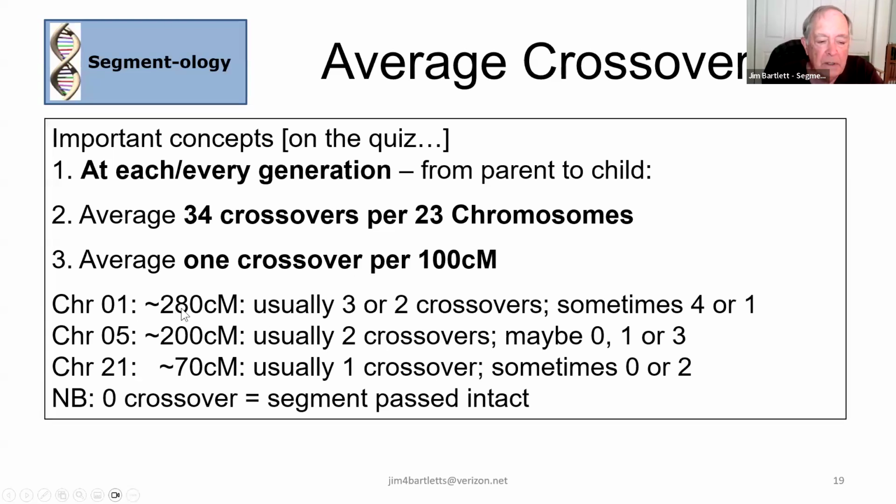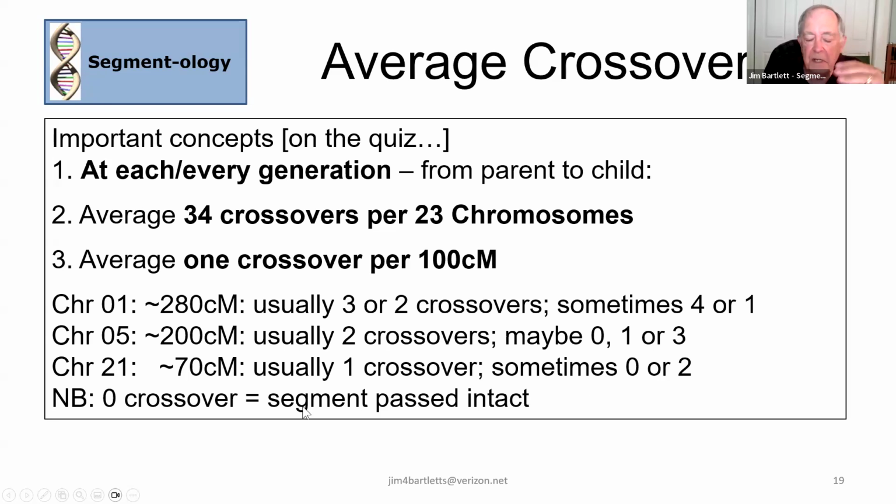So chromosome 1 is about 280 centimorgans long. It's almost 300 centimorgans. So usually you'd get 3 crossover points on there, sometimes 2, sometimes 4, maybe 1, but it's not 50 and it's not normally 0. Chromosome 5, the one we've been talking about, is about a 200 centimorgan chromosome. And so there's usually 2 crossovers, and that's why I use 2. But there might be 0 or 1 or 3. Chromosome 21, when you get down to the smaller chromosomes, at 70 centimorgans, it's usually 1, but it might be 0.